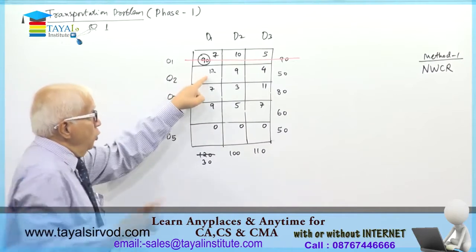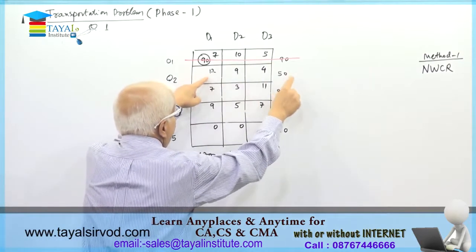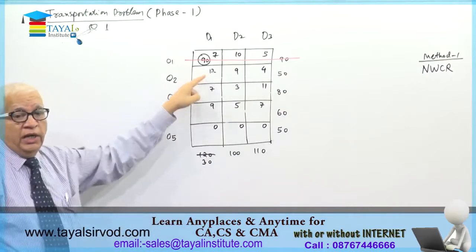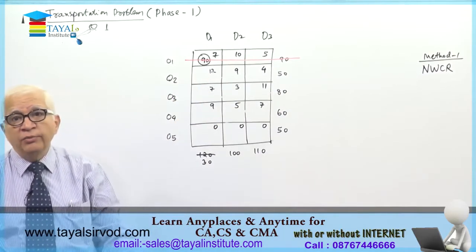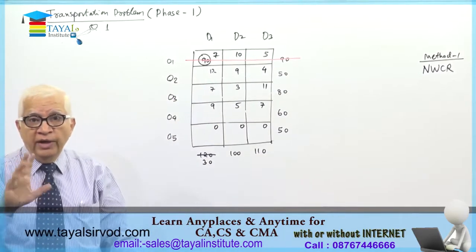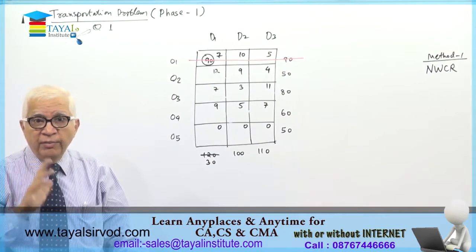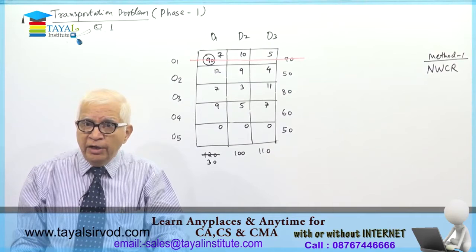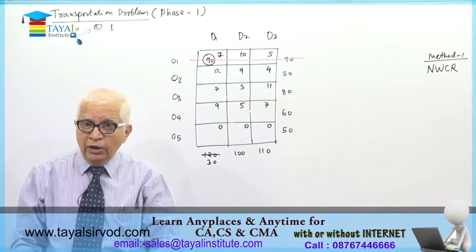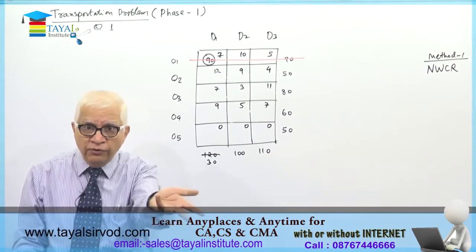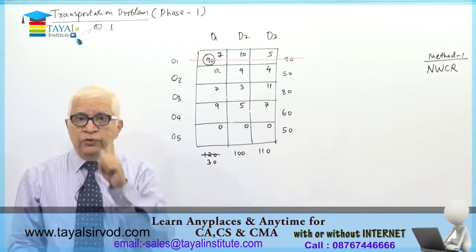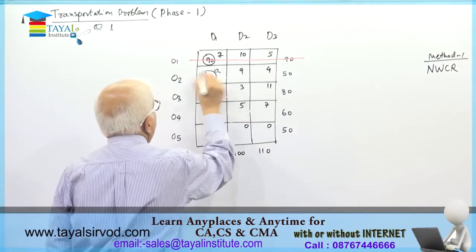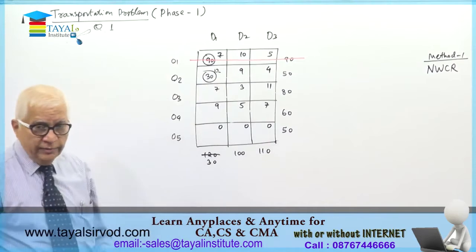When I look at this cell, the availability here is 50, but the balance demand is only 30. And how much therefore can I allocate maximum in O2D1? Lower of demand and supply. Supply is 50, demand is 30. That means I cannot allocate more than 30. I cannot be allocating more than the demand of the place, or more than what I have. I have 50, but the demand is only 30. Therefore, I am allocating only 30 units from O2 to D1. Allocation is shown in a circle here.